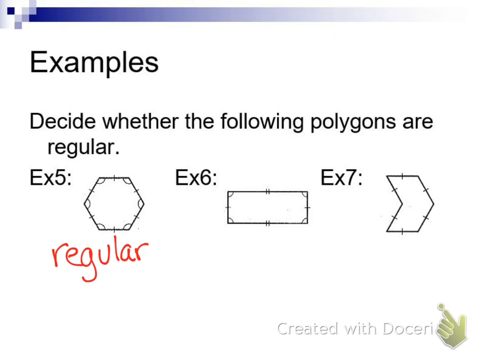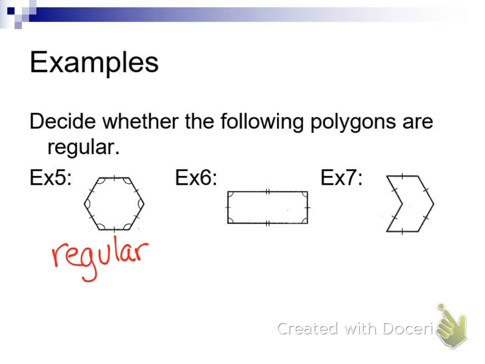So on number 6, is it equilateral? Are all 4 sides congruent to each other? No. The answer is no. Some of you are saying why. On number 6, some of you had the right idea, and it sounds like some of you did not. This is not equilateral. Just because we have pairs of congruent sides does not mean all the sides are congruent.